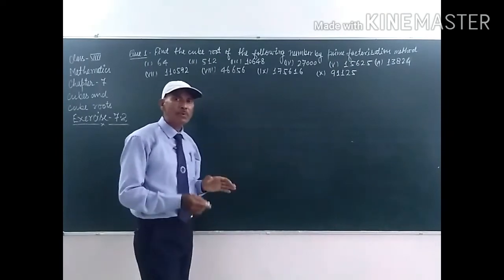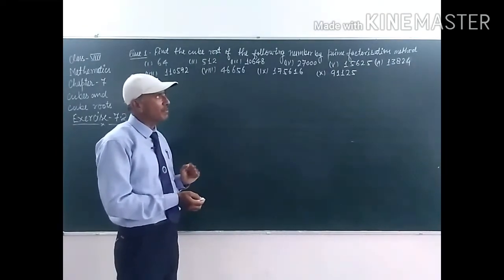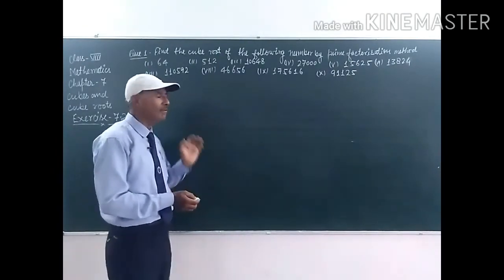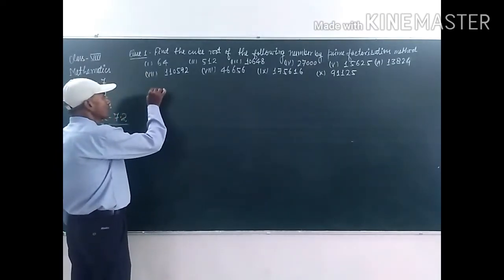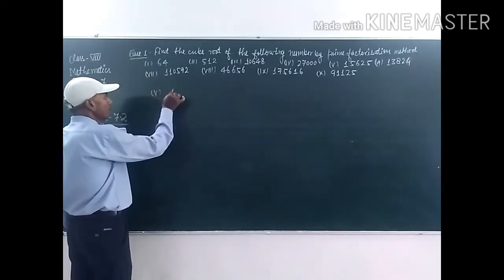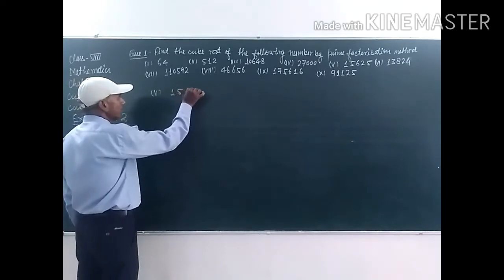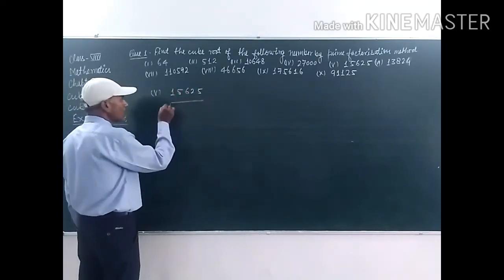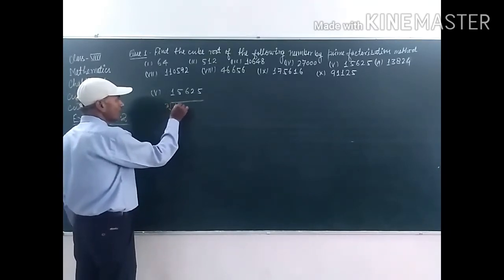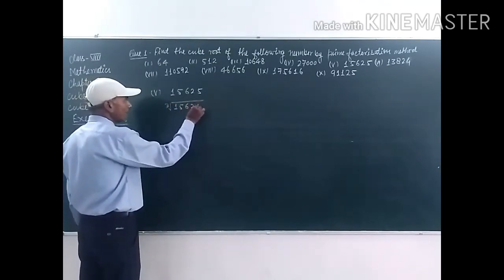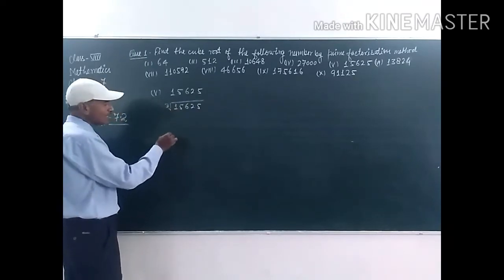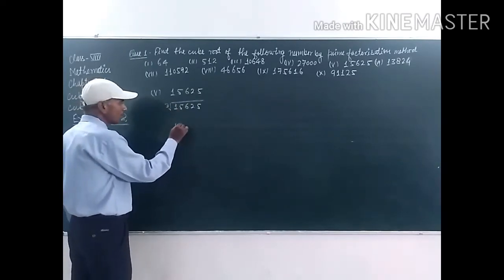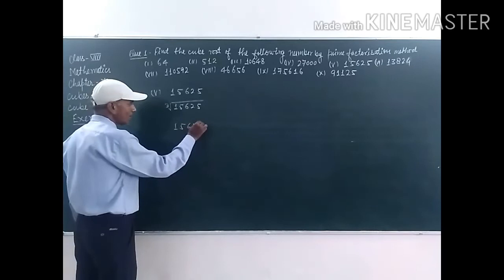Now we have to do the fifth part of this question student, that is 15,625. We have to find out the cube root of 15,625. So find the prime factors of this number first student. This one 15,625.